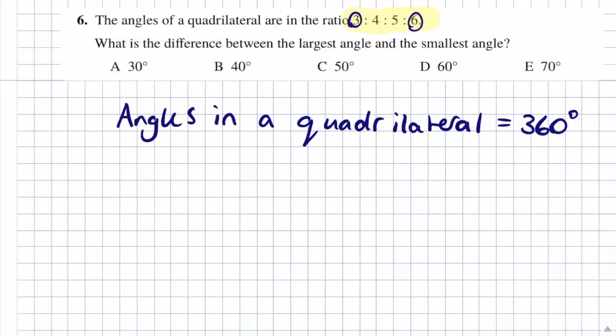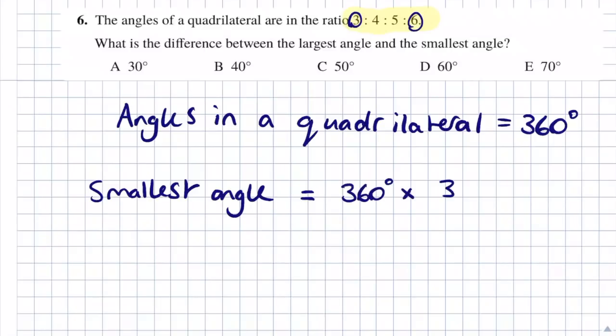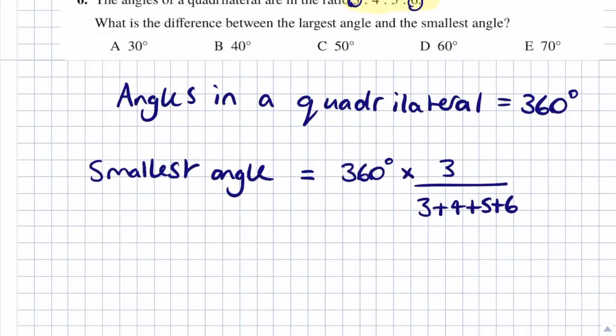So what we can do is we can convert this ratio into a fraction. So to find the smallest angle, we can do 360 degrees multiplied by 3 divided by the total ratios. So that's 3 plus 4 plus 5 plus 6. 3 plus 4 is 7. 7 plus 5 is 12. 12 plus 6 is 18.